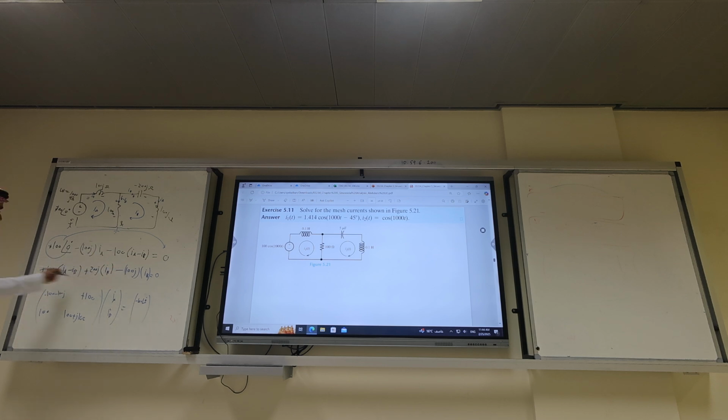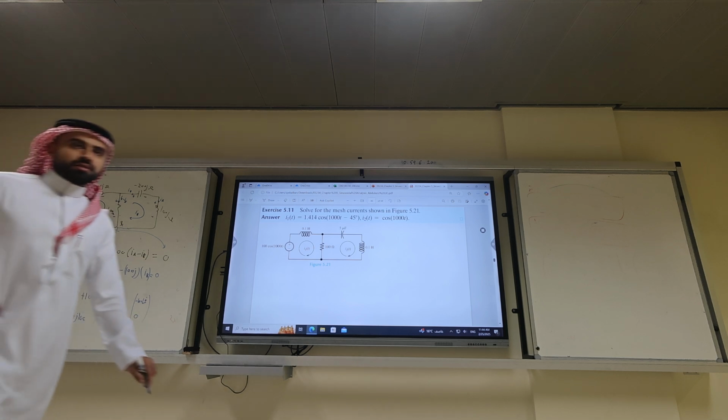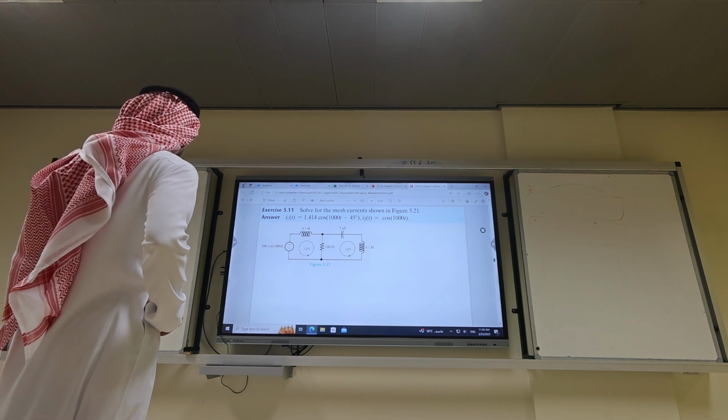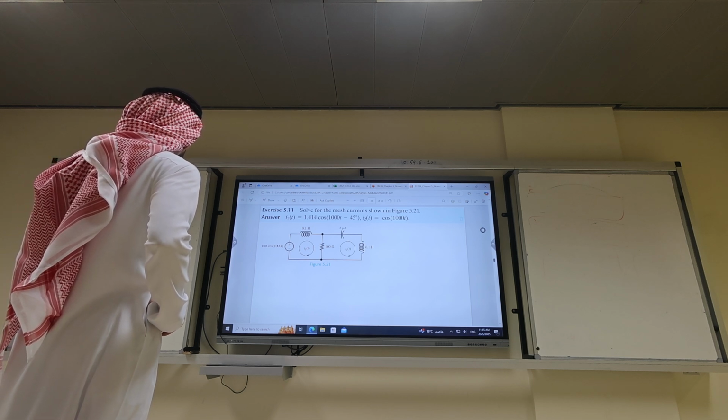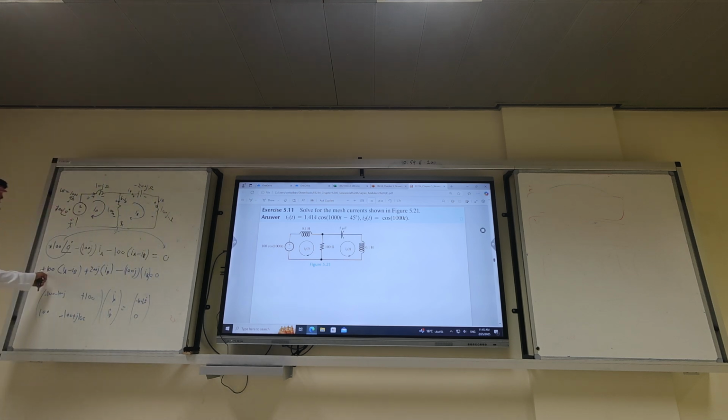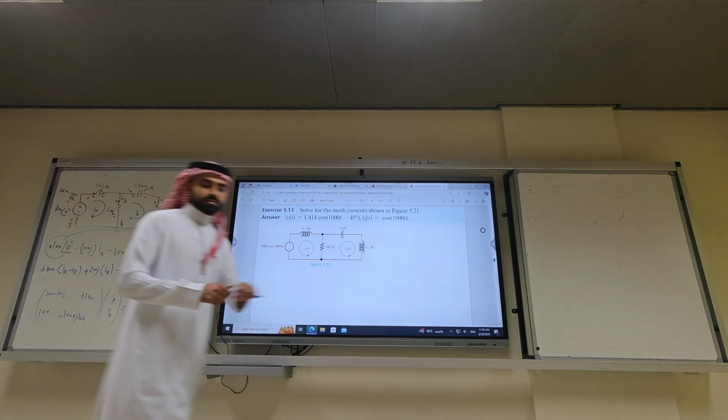Do we have a constant? No, we don't have a constant. Minus 100 plus 100. Oh, you're right. Minus 100 plus 200j. We don't have a constant, so F is 0. That will make it easier.